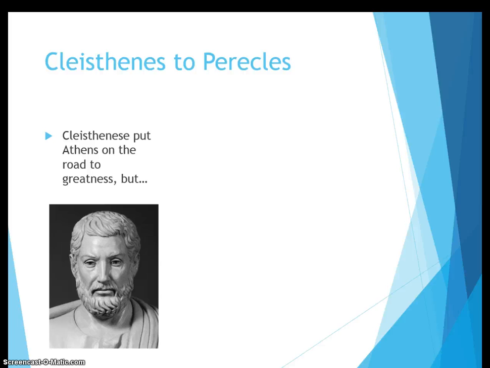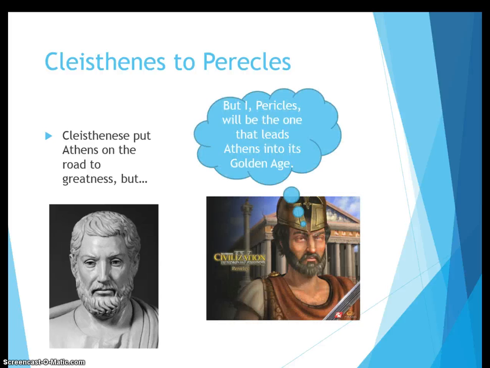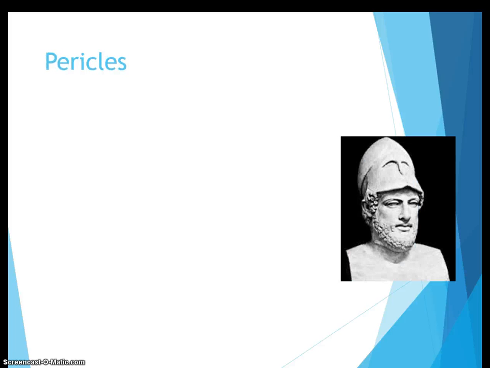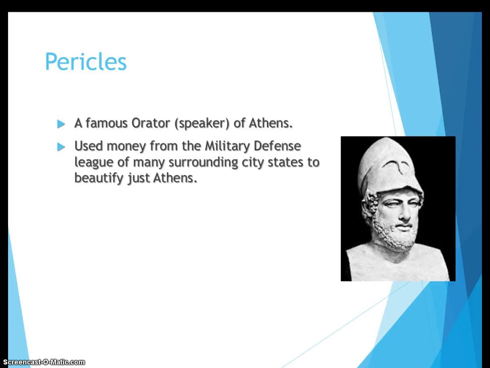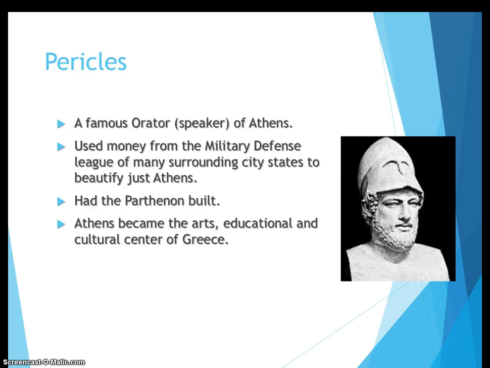Now, Cleisthenes put Athens on the road to greatness, but it is Pericles that will lead Athens into its golden age. Pericles was a famous orator, a speaker of Athens, and he is going to use money from the Military Defense League that they're going to form after the Persian Wars that we study. And he's going to use that money to beautify Athens with it. He has the Parthenon built, and Athens becomes the arts, educational, and cultural center of Greece.